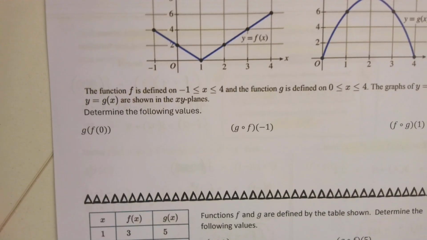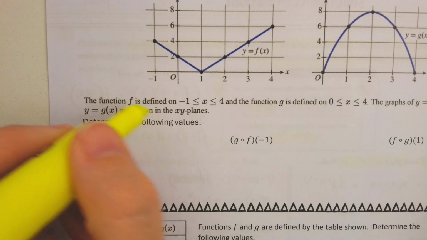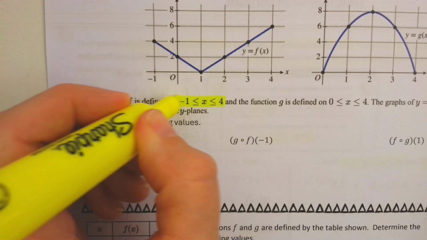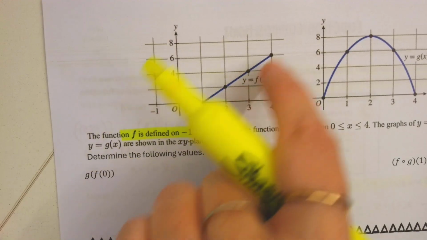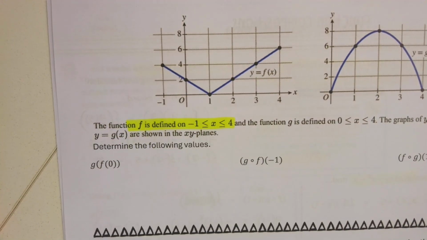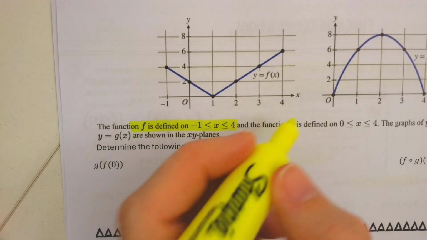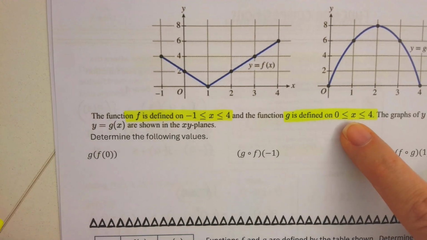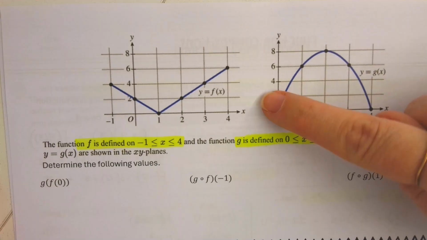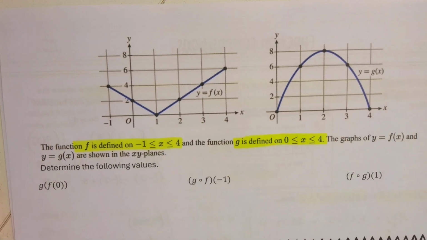This one's kind of word problem-y, so I'm going to have us just annotate real quick. It says function f is defined on -1 is less than or equal to x, which is less than or equal to 4. Anytime it says defined on, that literally means it only exists from -1 to 4. It does not keep going. It only exists from -1 to 4. Function g is defined on 0 is less than or equal to x, which is less than or equal to 4. So again, that also means g, which is this one over here, is only defined from 0 to 4. It does not keep going.